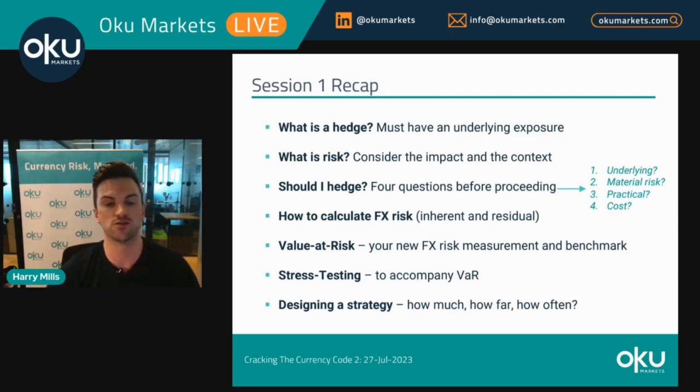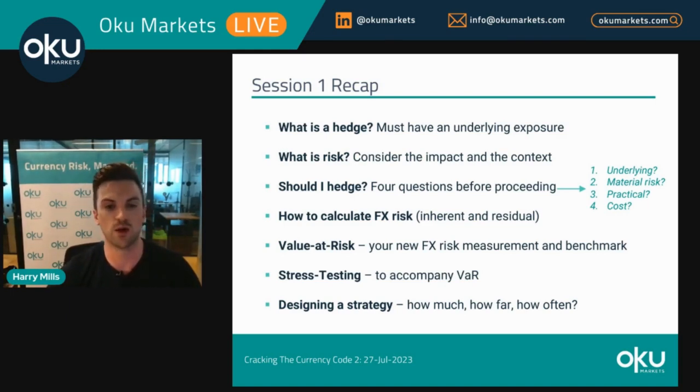So the 4 questions to ask yourself before entering into any kind of financial instrument, any derivative. Is there an underlying? Is the risk material enough to even bother? Is it practical to do so? And is the cost palatable? Is it prohibitively expensive? Then you might not want to.